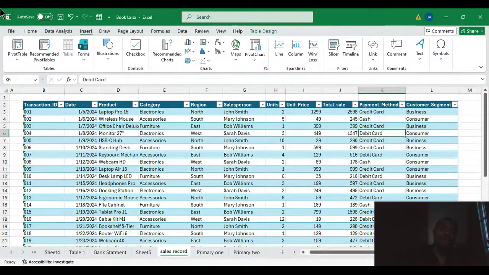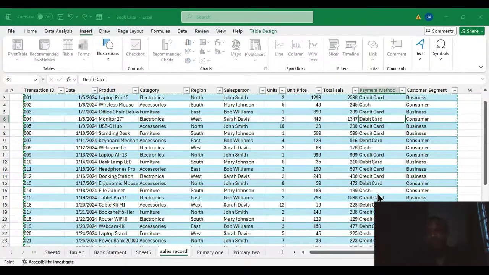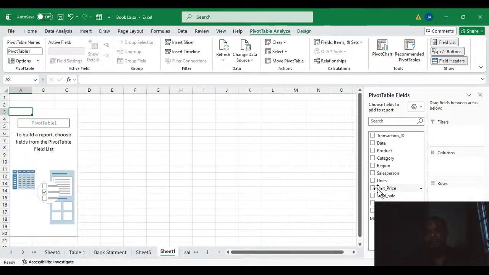So we are going to go ahead and add our pivot table. I'll come here, click on from pivot table, click on this option here, and then it will bring us here.